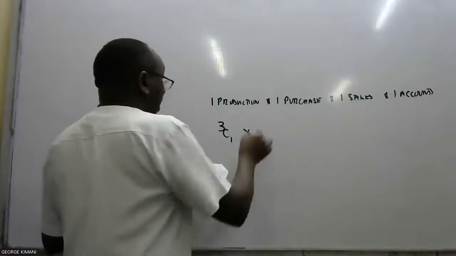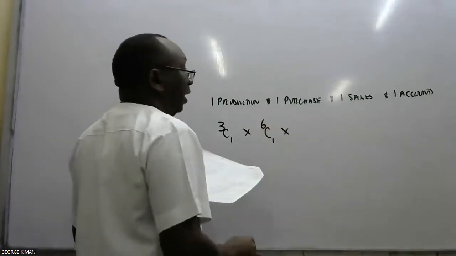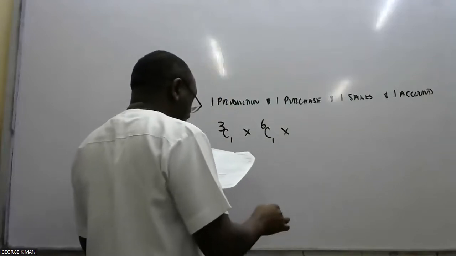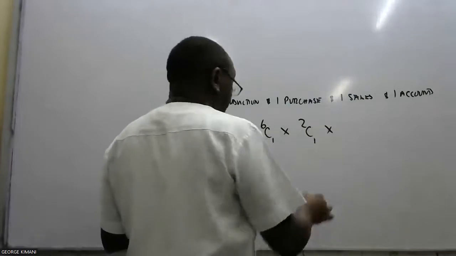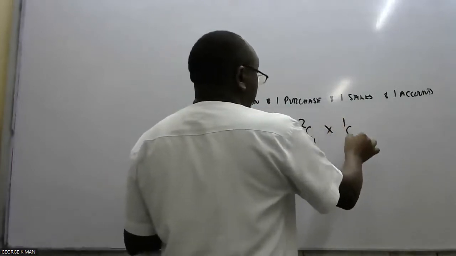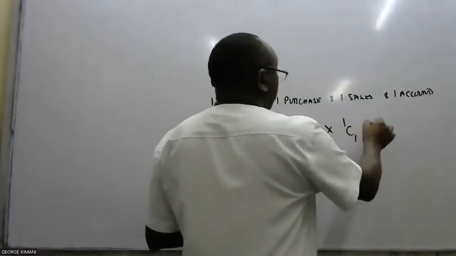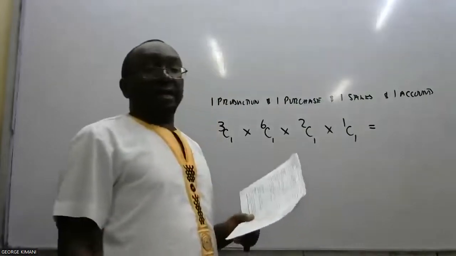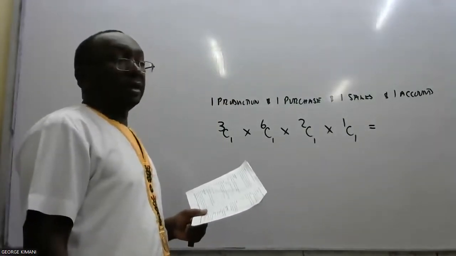From purchase, we have six guys. So 6 choose 1. And from sales, we have two. So from 2, choose 1. And 1 choose 1. So just put them in the calculator that way. It will give you the final answer.